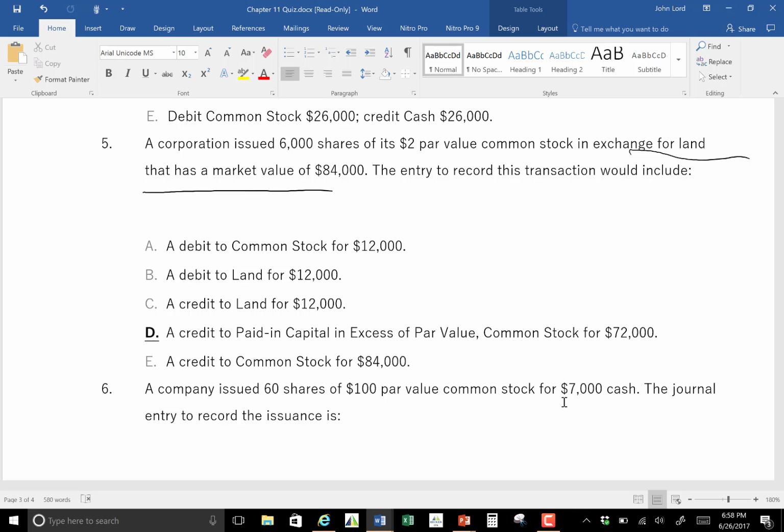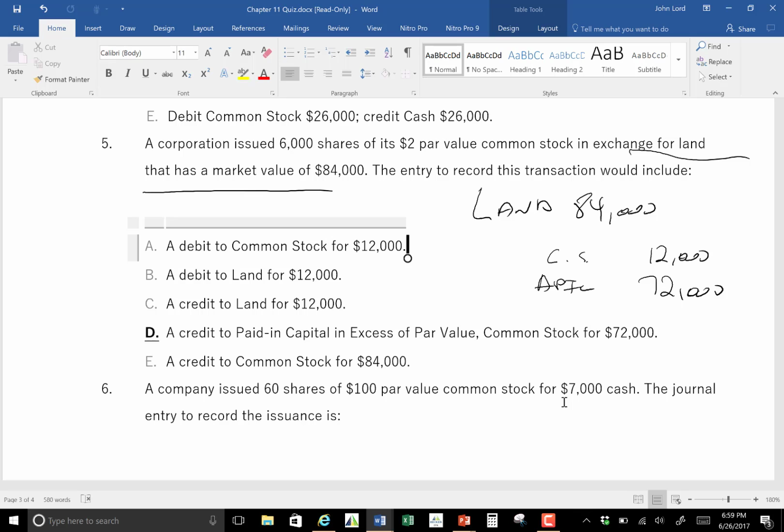In the other problem, they said it was being actively traded on the market, so they gave me the market value for the stock there. That's why you need to read the question to see which one they're giving you the market value for, which here is clearly the land. So we would debit the land for $84,000, credit the common stock, $2 a share, 6,000 shares, for $12,000, and the APIC is going to be the answer to this question. It's credited for the difference, right? So the land drove the value associated with this transaction, and in the other problem it was the stock.